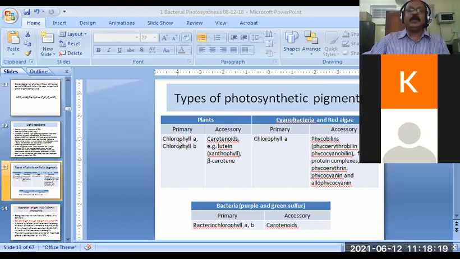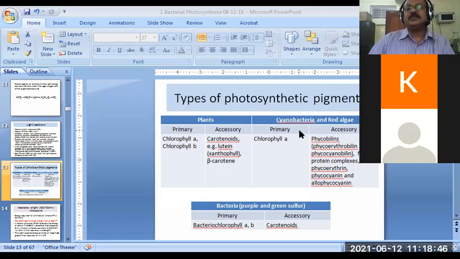So chlorophyll A and chlorophyll B are the primary pigments. The name primary is given here because they perform the most important function of actually carrying out, or initiating, the electron transport chain. Then the accessory pigments are there, for example, carotenoids. Examples of carotenoids are lutein or xanthophyll and beta carotene.